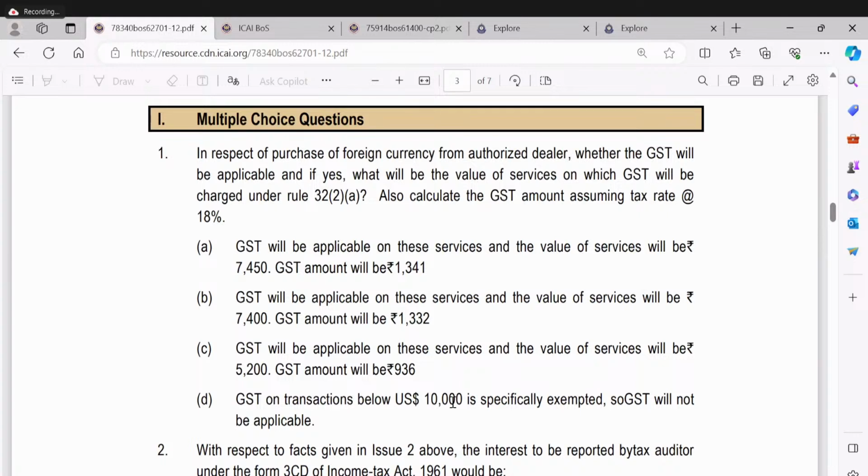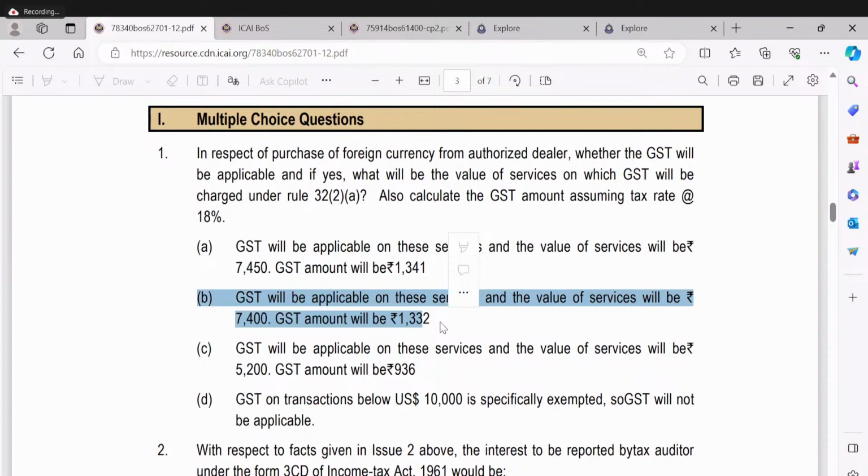Now second says the value. Value will be 7,400, which is there in option B. And GST amount will be applicable at the rate of 18%, which is again given in option B. So correct option is option B, which says the GST amount will be 1,332. Yes, Ansha, you are right. The option B is the correct option.